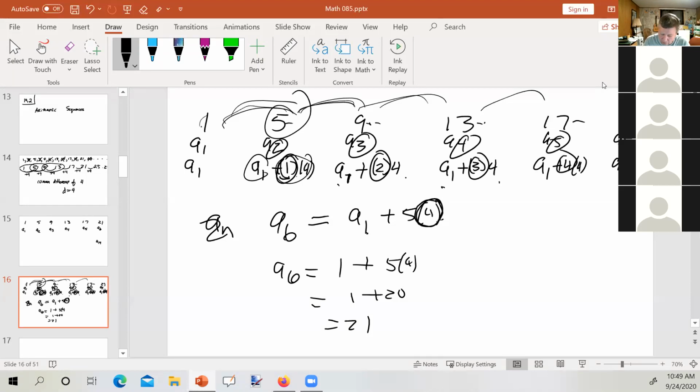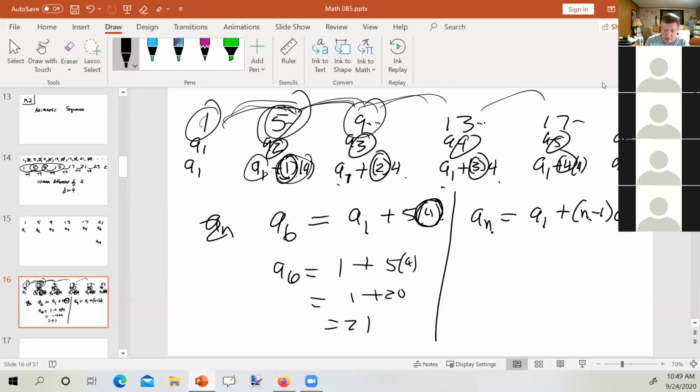Now, here we go with our leap of faith. So our general term would be a sub n equals a sub 1 plus n minus 1 times d. Now, that is a general formula for an arithmetic sequence. So what does that mean? A sub 1 is the first term. N is the subscript of the term you're trying to find. D is the established common difference, which we found by taking a term minus the previous term, a term minus the previous term, a term minus the previous term.